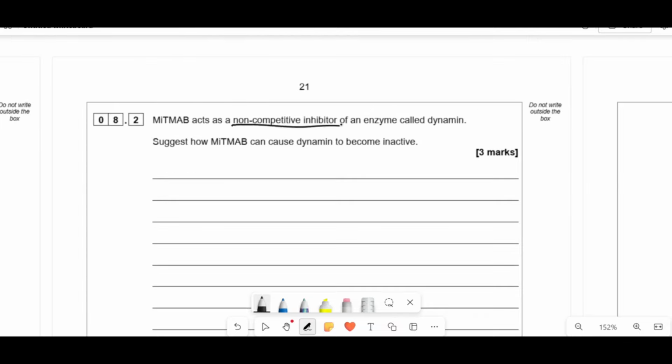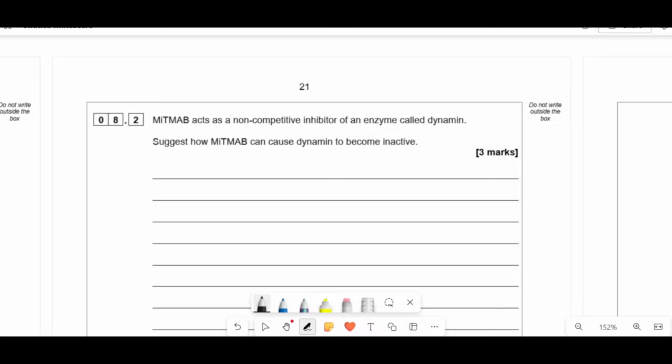MITMAB acts as a non-competitive inhibitor of an enzyme called dynamin. Suggest how MITMAB can cause dynamin to become inactive. A lot of people say that the MITMAB bound to the active site, which is incorrect. That's a competitive inhibitor. Non-competitive binds away from the active site.